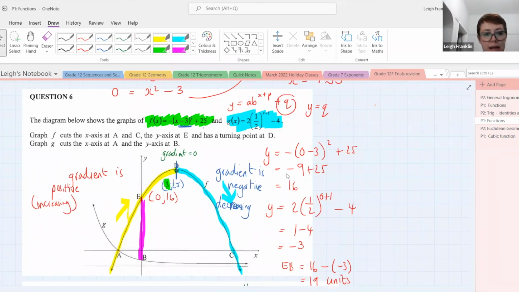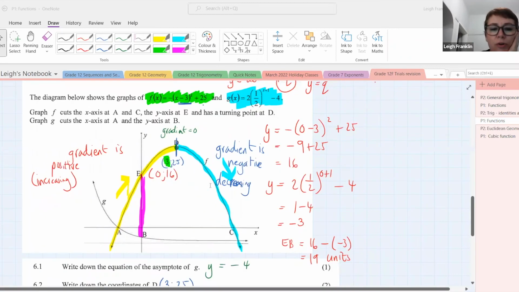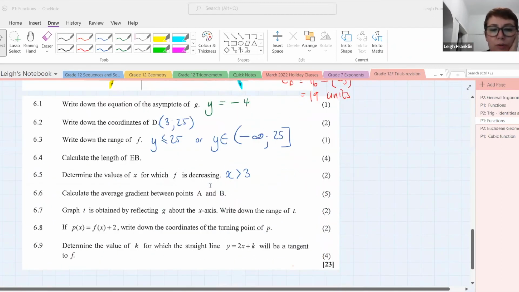Gradient is negative. No, Luyanda, we would not include the 3. Because at 3, the gradient is not decreasing. The gradient is equal to 0 because that's our turning point. So no, we wouldn't include 3 in this question.